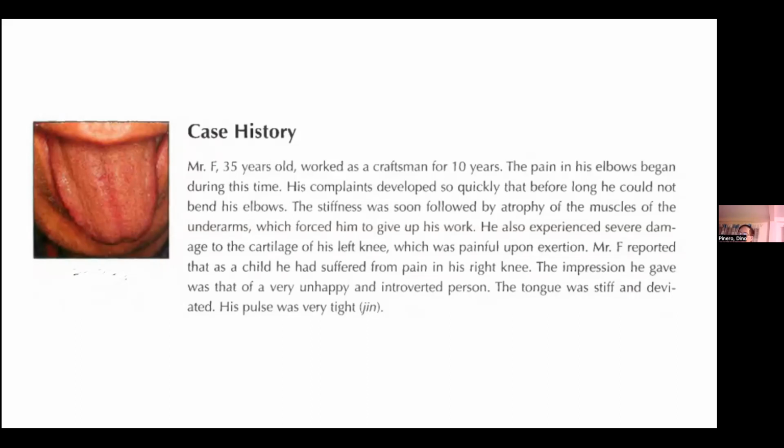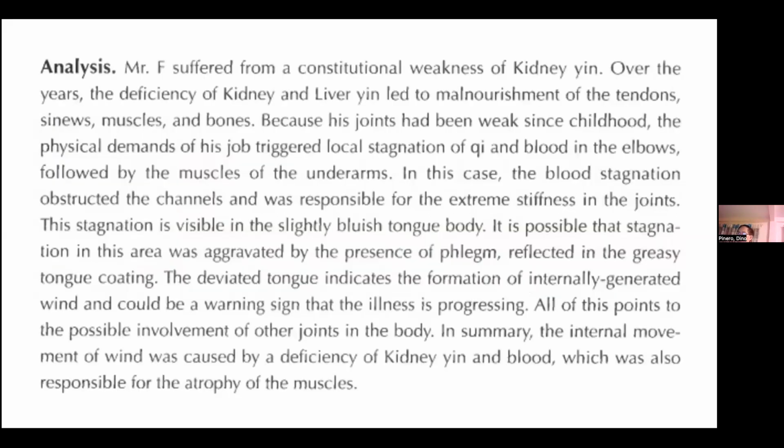Sa analysis, Mr. F suffered from a constitutional weakness of kidney yin. Over the years, the deficiency of kidney and liver yin led to malnourishment of the tendons, sinews, muscles, and bones. Because his joints had been weak since childhood, the physical demands of his job triggered local stagnation of qi and blood in the elbows, followed by the muscles of the underarms. In this case, the blood stagnation obstructed the channels and was responsible for the extreme stiffness in the joints. This stagnation is visible in the slightly bluish tongue body. So makikita po natin yung parang bluish na tongue body, which indicates that there is presence of stagnation.